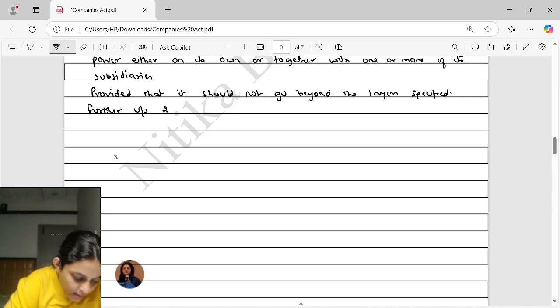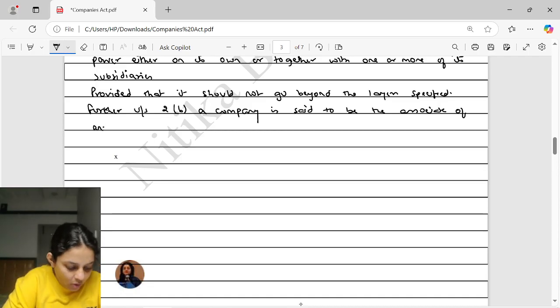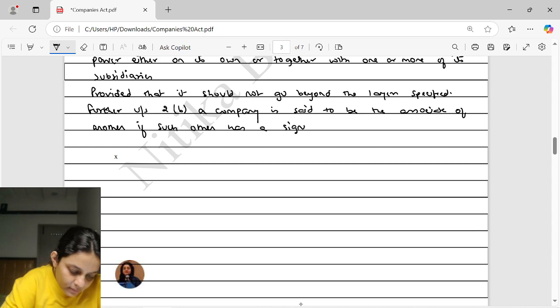Further, under section 2 clause 6, a company is said to be the associate of another if such other has a.